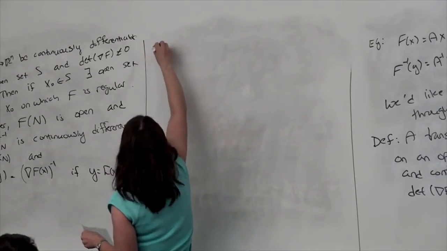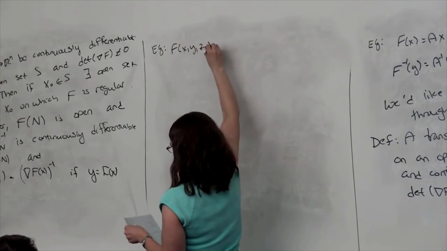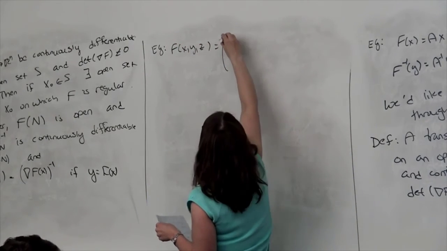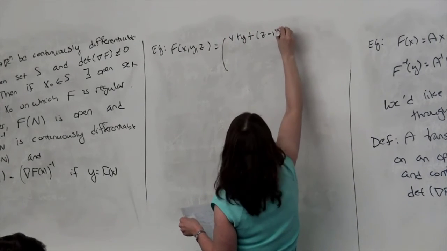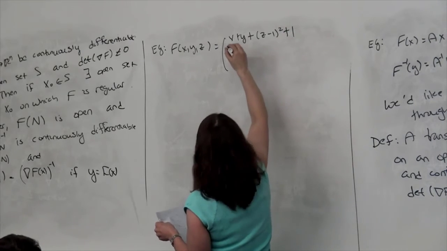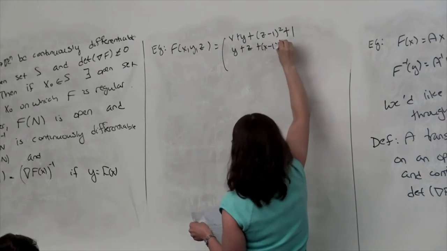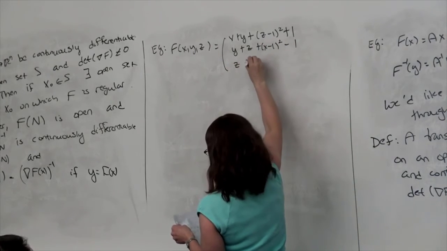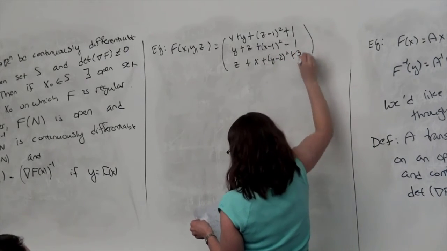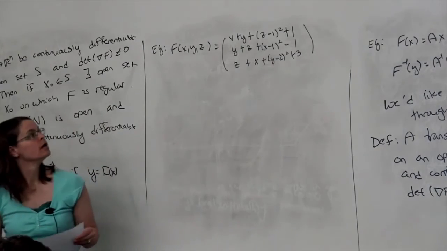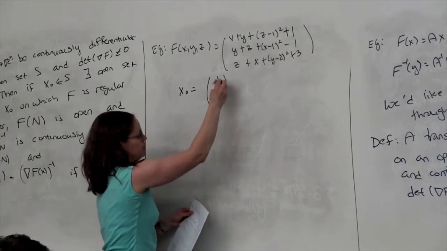So let's just take an example here. f of x, y, z is equal to (x plus y plus z minus 1) squared plus 1, (y plus z plus x minus 1) squared minus 1, (z plus x plus y minus 2) squared plus 3, and x naught is equal to (1, 2, 1).